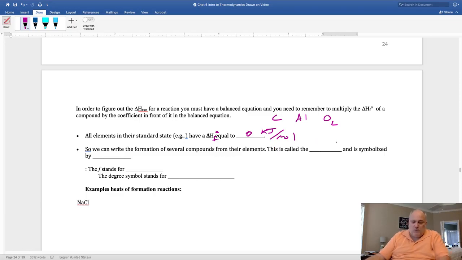So when we write the formation of several compounds from elements, we call that the heat of formation. Occasionally, that's also called enthalpy of formation, and it's symbolized by what we've already shown a couple times. We said change in H with a degree symbol and an F down below. And the F stands for, of course, formation. This seems a little bit redundant, sorry. And the degree symbol stands for standard conditions.